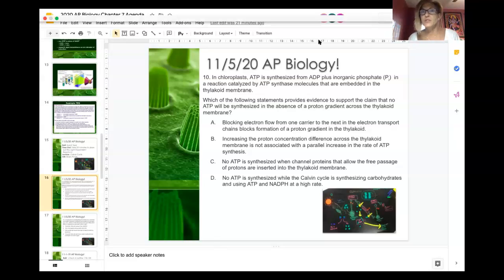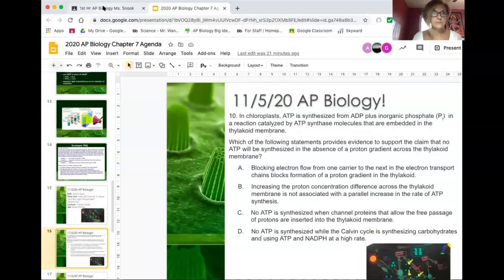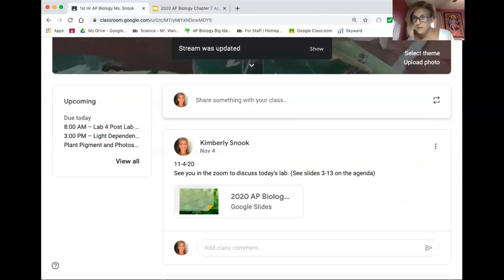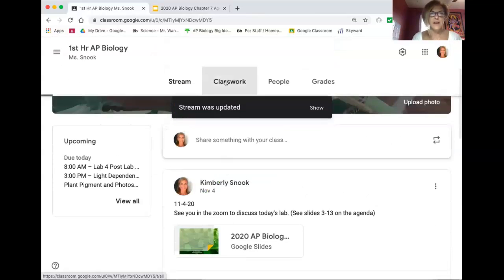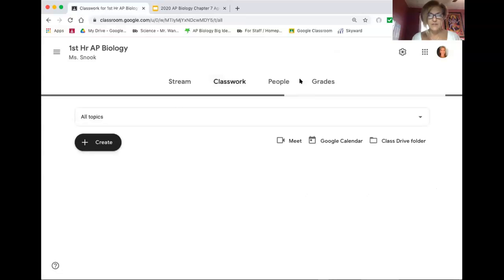Okay, so let's move on to our Calvin cycle. Oh, I thought I had it open. Sorry, I thought I did have it open, but I think I closed everything because I got lost in my stuff.